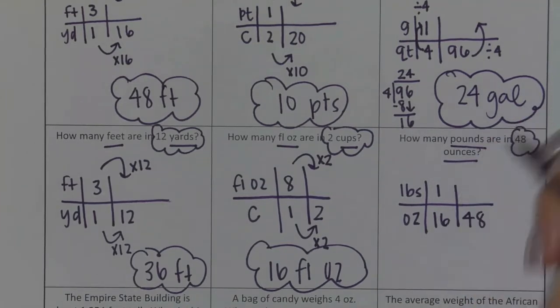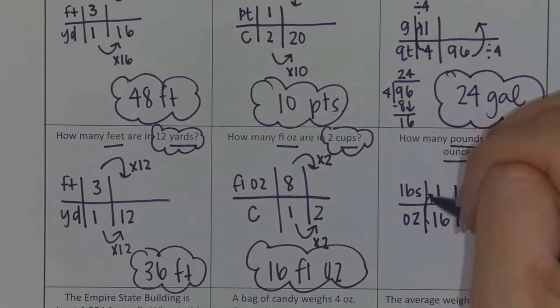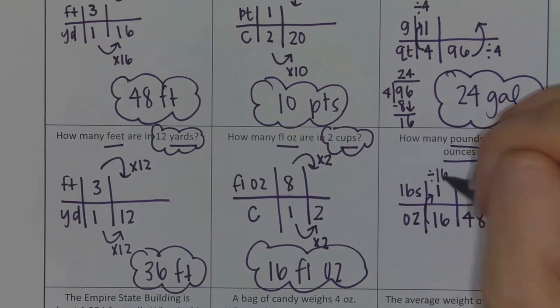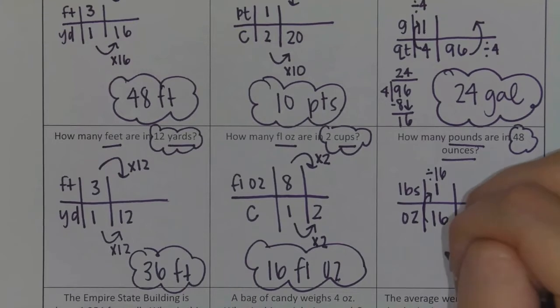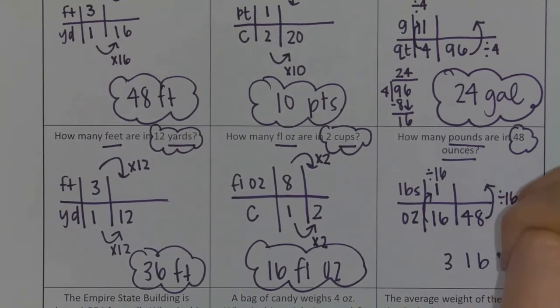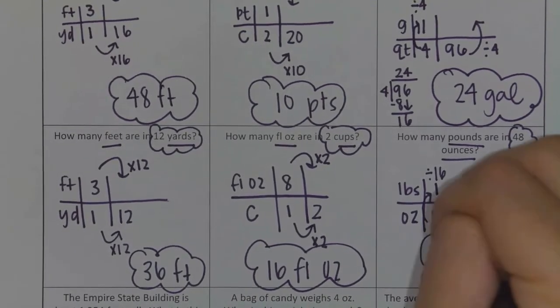Now, my scale factor that I see here this time would be within, and that would be divided by 16. So what I do to the left, I have to do to the right. And 48 divided by 16 gives me 3 pounds.